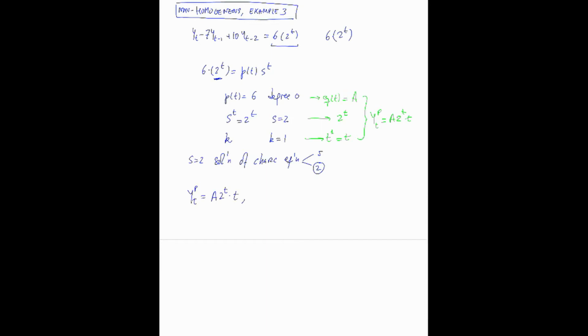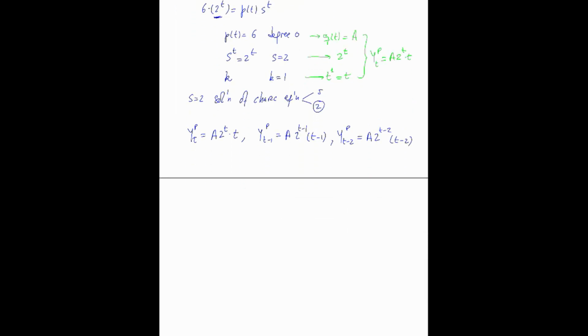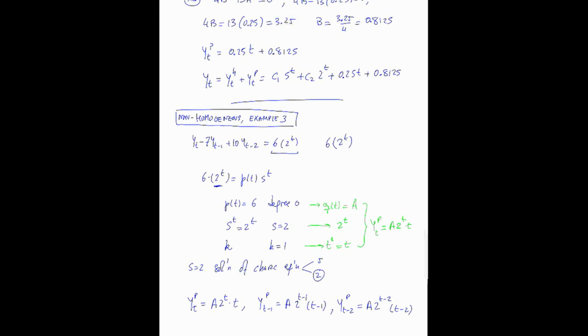Now the particular in t minus 1 will be a 2 to the t minus 1 times t minus 1. And for t minus 2 will be similar. This is a 2 to the t minus 2 times t minus 2. Just one second, let me write this clearer because it doesn't look like t minus 1. So let's put here t minus 1. Now, back to the equation.